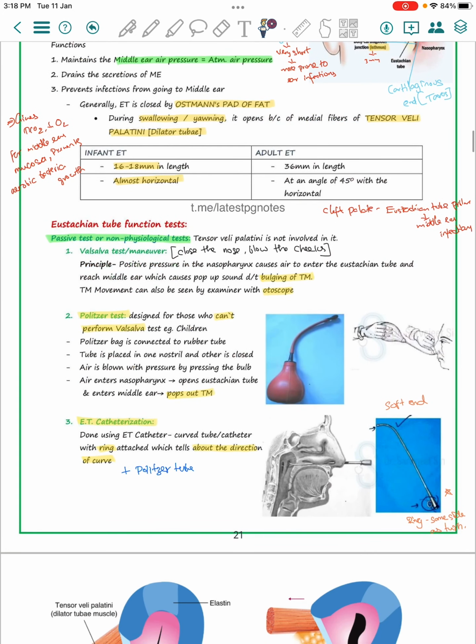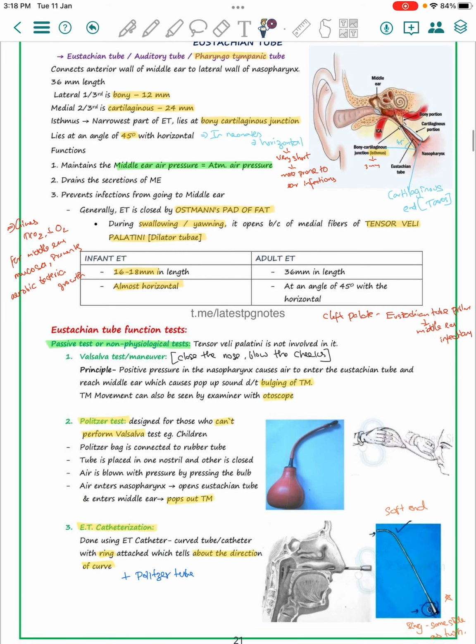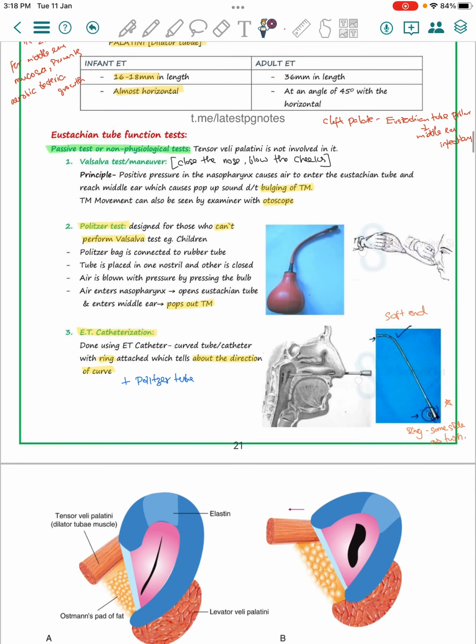Okay guys, next we are coming to the function tests of the Eustachian tube. Another important point: this cartilaginous end tip is known as the torus tubarius. Okay guys, first we are going to see the non-physiological tests. That is, it's a passive test. We need to create a positive pressure to do these tests. In these tests the tensor veli palatini is not involved, guys.